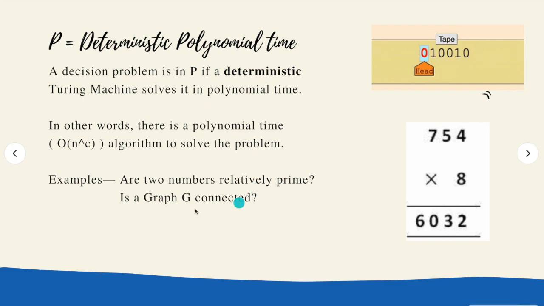An example of that would be: are two numbers relatively prime? Note that two numbers are relatively prime if their GCD, the greatest common divisor, is 1. An example of such numbers would be 7 and 5. They're relatively prime, and you can solve this in polynomial time. There is a good algorithm called the Euclidean algorithm to calculate the GCD, and this problem is in P. Similarly, is a graph G connected? That is, can I reach any vertex of the graph from any other vertex? That's known as the connectivity problem, and that is also in P.